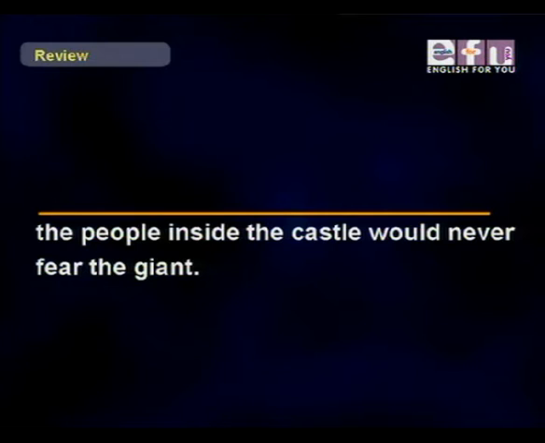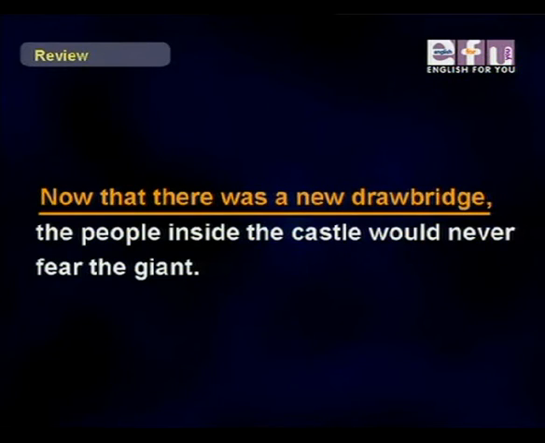Lewis, can you please do this one? Adverb clause, the people inside the castle would never fear the giant. Now that there was a new drawbridge, the people inside the castle would never fear the giant. Excellent.